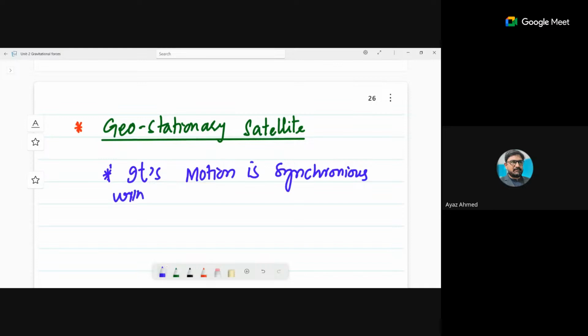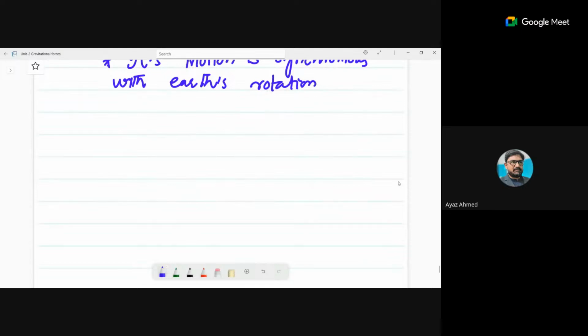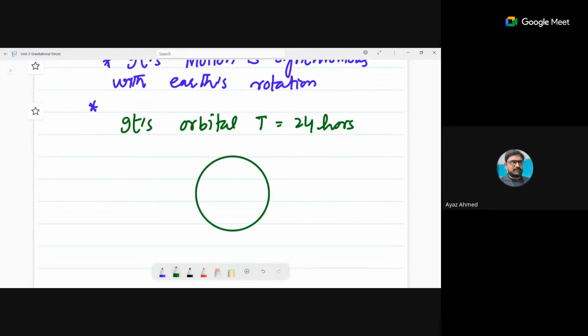If Earth is rotating at a certain speed, definitely the satellite will have some orbital speed, and its orbital time period is 24 hours, because Earth completes one rotation in 24 hours. That is why this satellite completes one rotation in 24 hours.